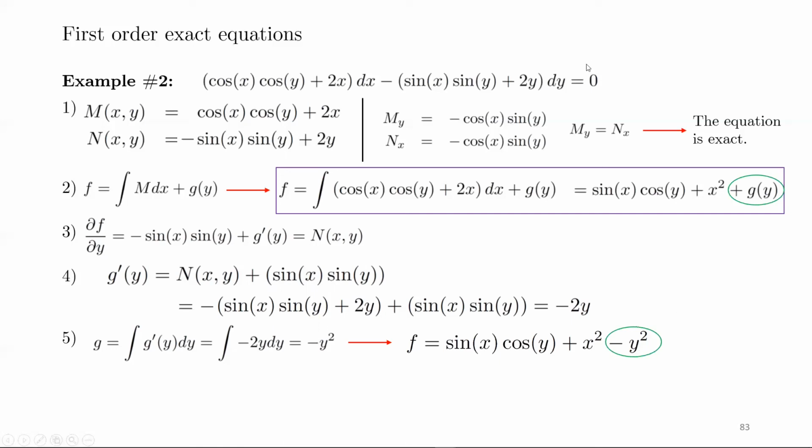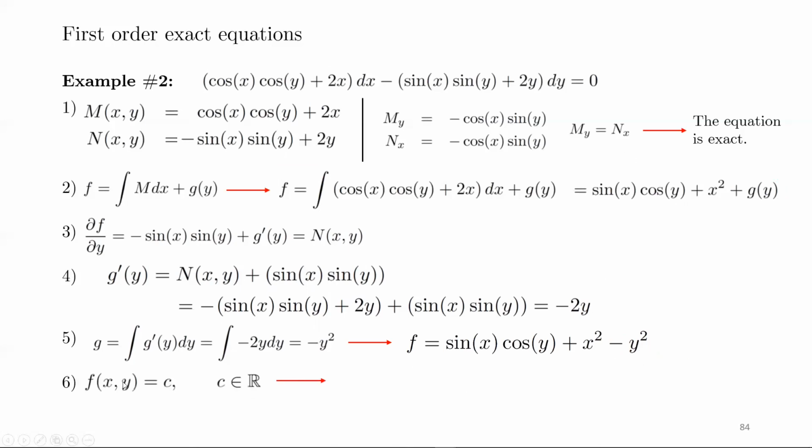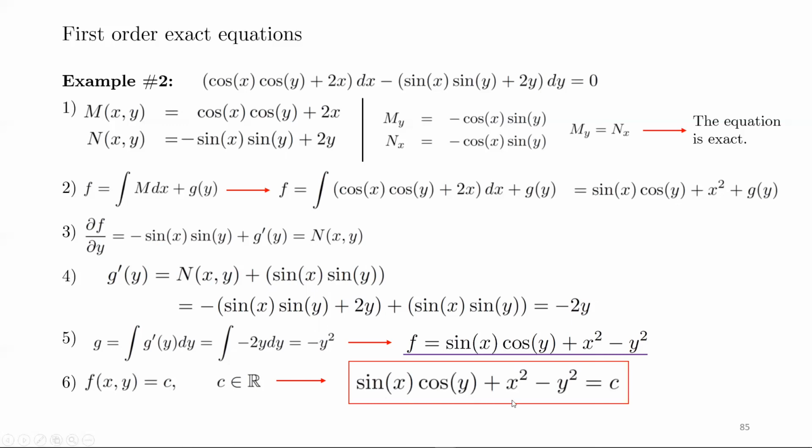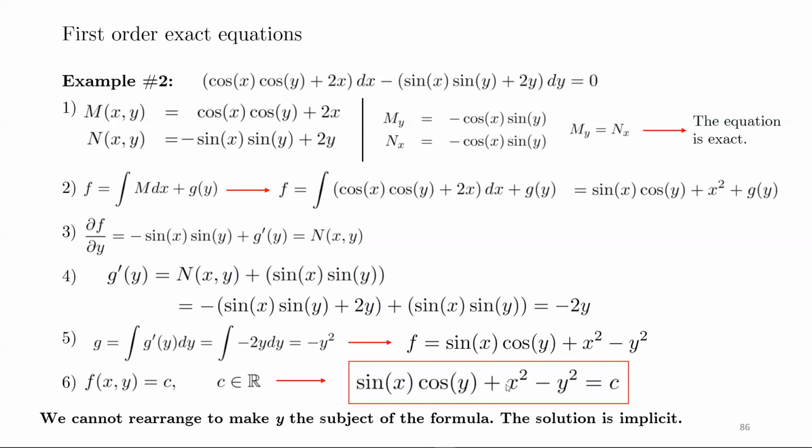Okay, and therefore the solution to the nonlinear first order exact ODE is f is equal to a constant. So sine of x times cosine y plus x squared minus y squared equals some constant. So we have a one parameter family of solutions here. There is no way to rearrange to make y the subject of the formula. It's too nonlinear. Y is tied up here in the squared term. It's also tied up here in the cosine term. So there is no way to write y equals some function of x. Therefore, our solution is an implicit one.